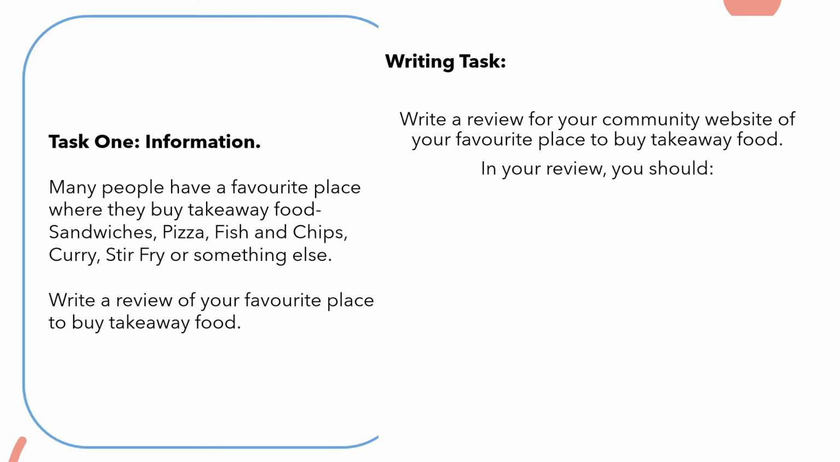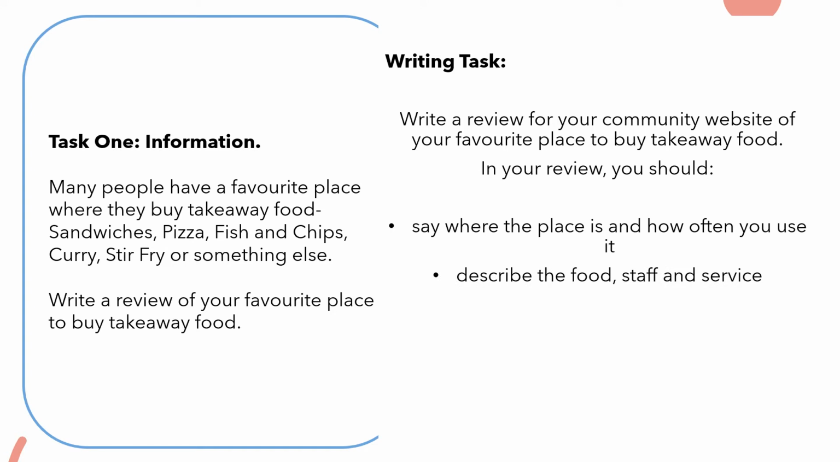Now what we're about to see is a number of different bullet points to help us focus on what to actually include in the main content or the main body of our writing. So the first one is then, say where the place is and how often you use it. Now the problem that you might have with this is maybe you're not a great lover of takeaways, but that's absolutely fine. What you need to do in this circumstance is be creative, think outside of the box, and maybe you don't like takeaways, but be creative and make it up.